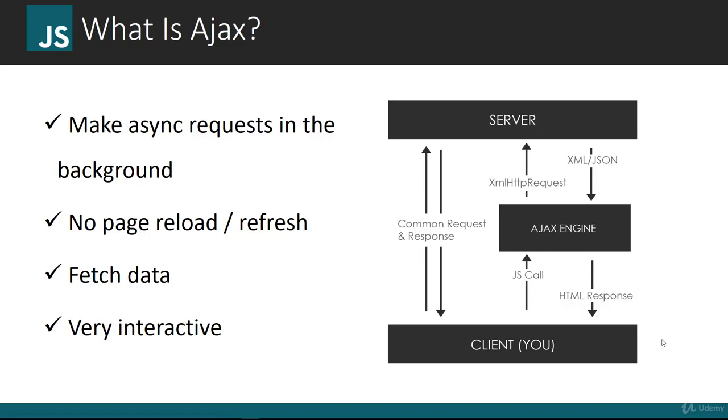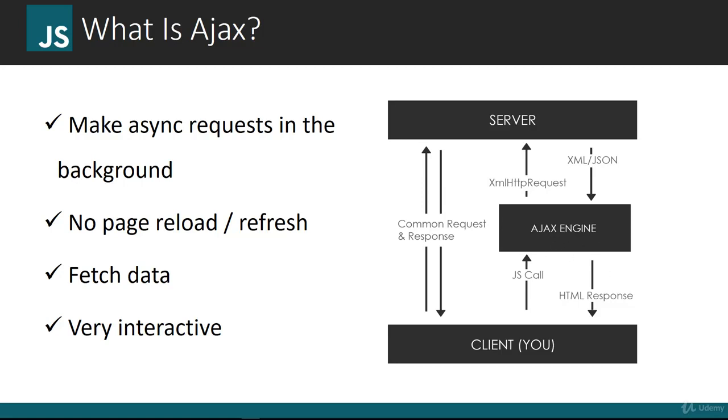Now, the way that this happens is by making an Ajax call, or an asynchronous JavaScript call, and it goes through something called an Ajax engine and uses the XML HTTP request object, or the XHR object, which is actually part of the browser, and I'm going to talk about this in a second. The server returns the data usually in JSON format, but can also be in XML or plain text. And then we parse and use that data in our application.